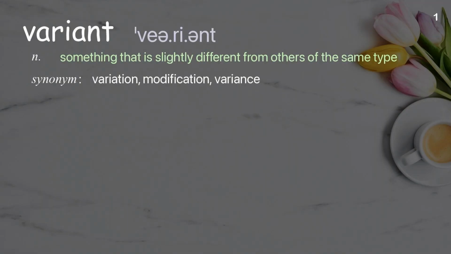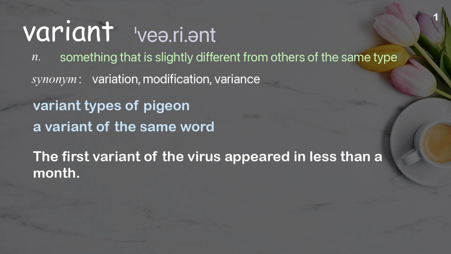Variant. Something that is slightly different from others of the same type. Examples: Variant types of pigeon. A variant of the same word. The first variant of the virus appeared in less than a month.